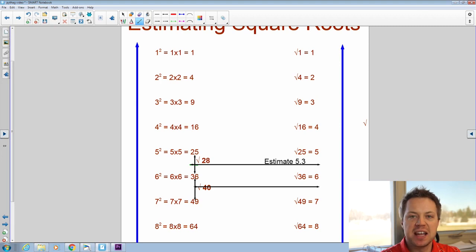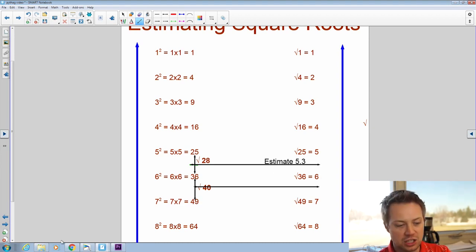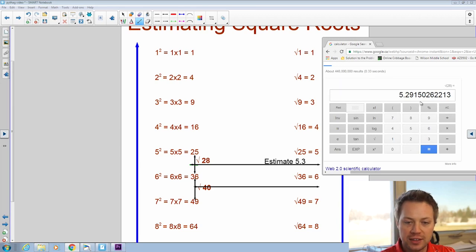Let's just see. I'm going to make an educated guess, somewhere around 6.3 is the square root, because I know the square root of 40 has to be greater than 6, because 36 has a square root of 6. I know it has to be less than a square root of 7, because 49 has a square root of 7. So let's go ahead and check this. If I go square root 40 equals, I get 6.32. So again, my estimate of 6.3 was pretty close.